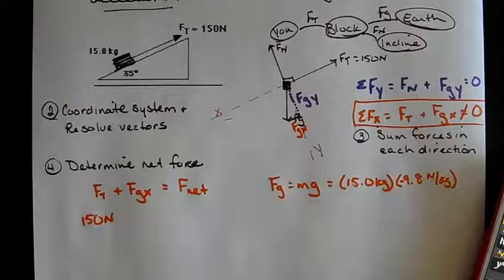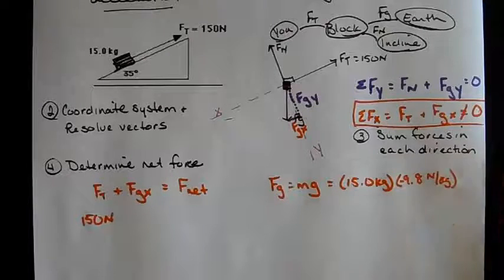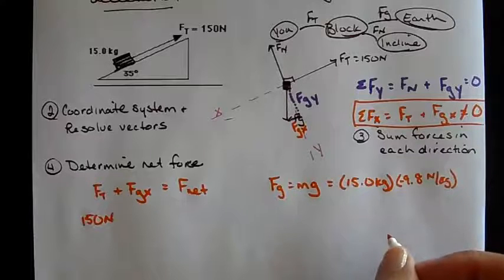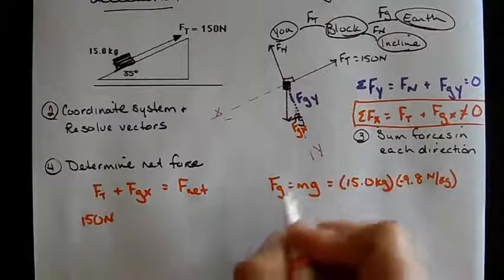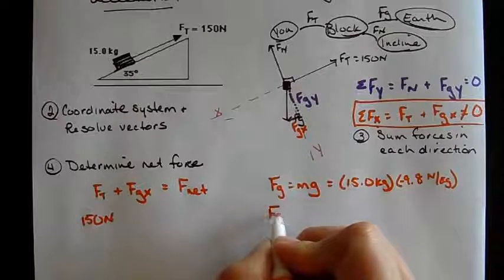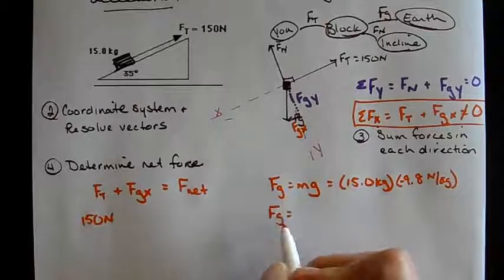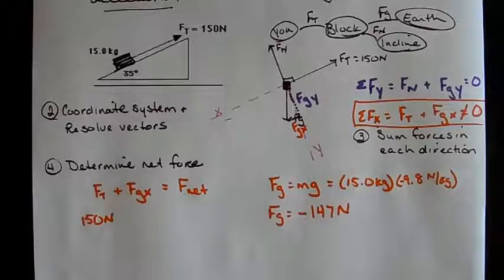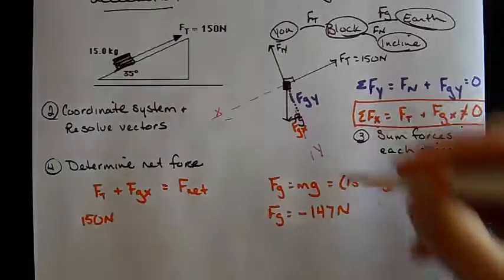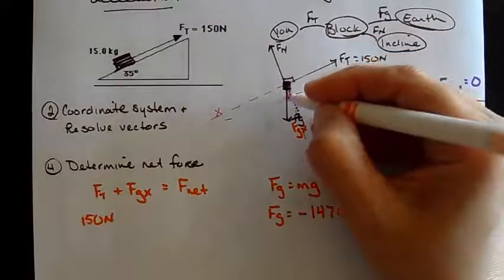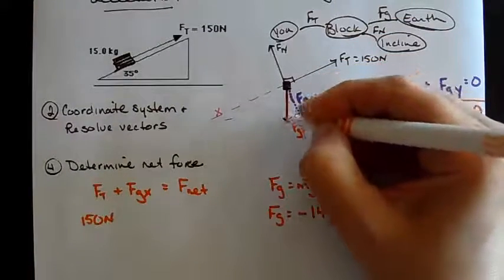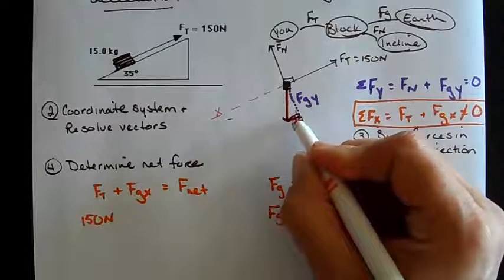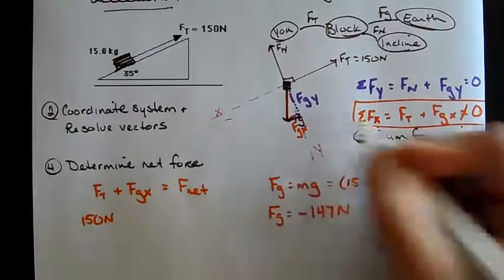So if we have 15 times 9.8, we're going to have a force in our force of gravity. This is our force of gravity, not in the x direction. This is our force of gravity is going to be negative 147 newtons. Okay, so that tells us this right here. That's what this is telling us. And we want to know the x component of that.